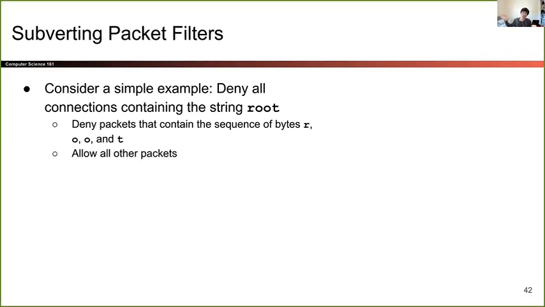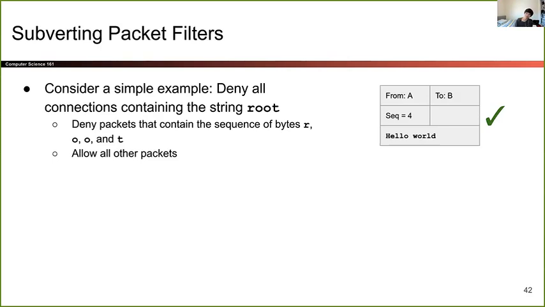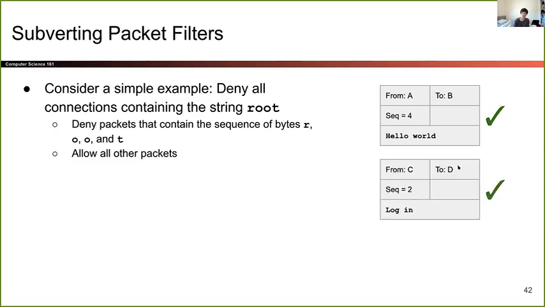Otherwise, we say, allow all other packets. This seems like it should be pretty easy in theory, but it starts to run into problems. So let's talk about some examples where it does work. We see A to B, hello world, that's fine. We see C to D, this is login packets. So maybe we should be careful about this one, but we'll let it through.